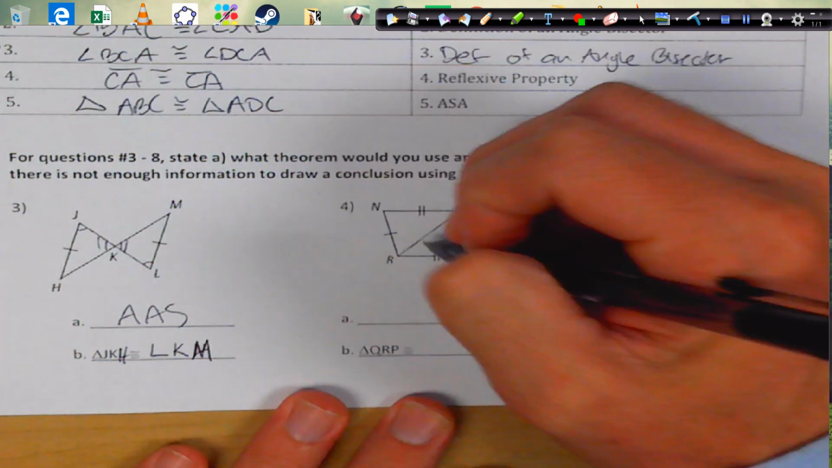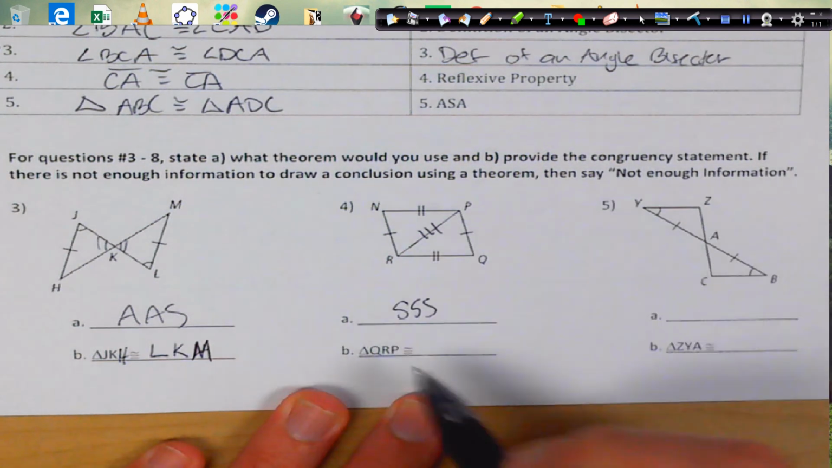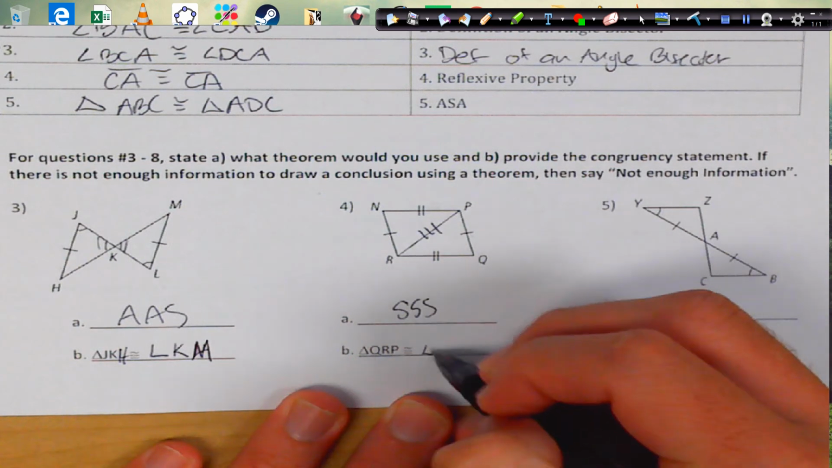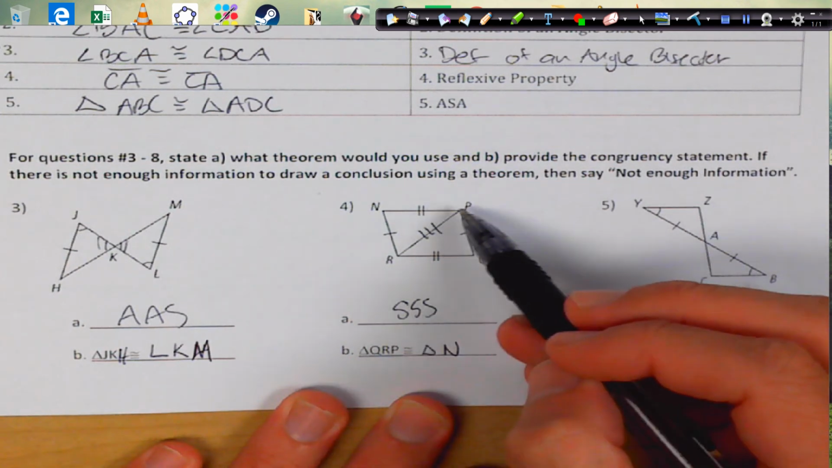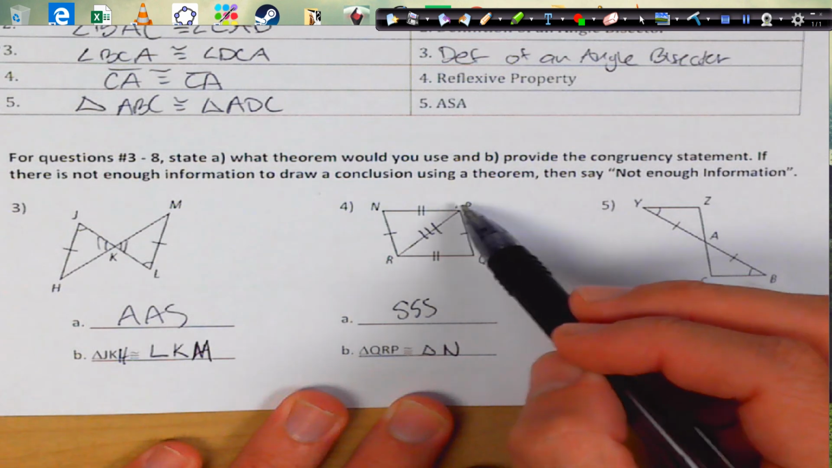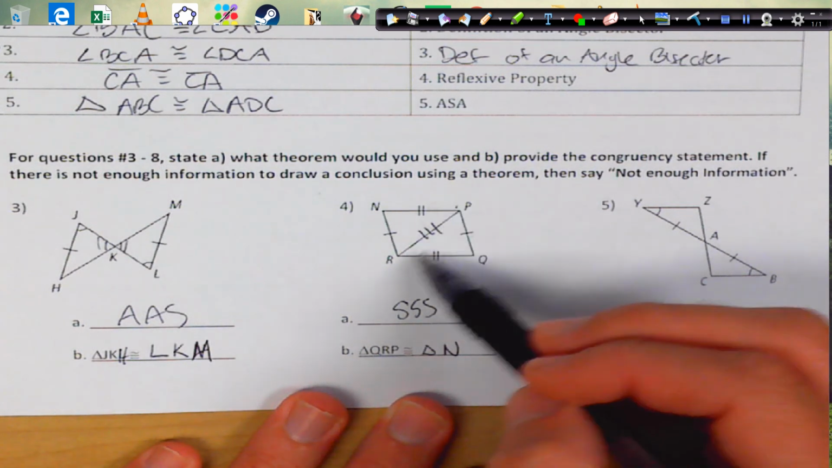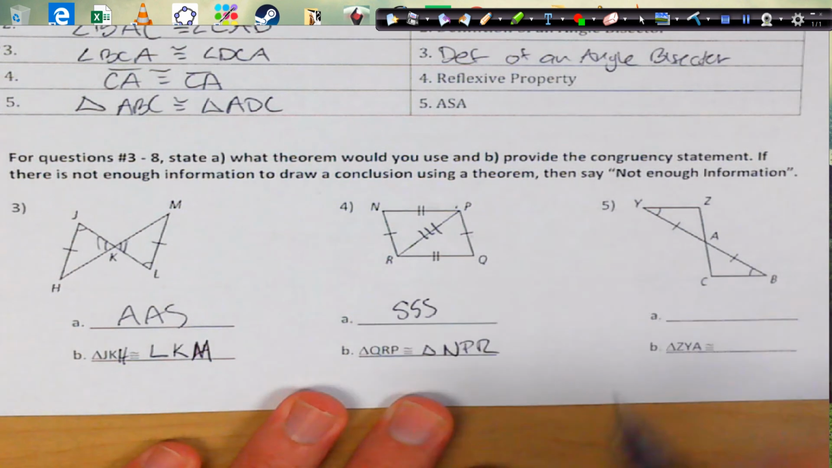Alright, this is side, side, side. They share that side, and we have the three sides. Q is between 1 and 2 congruent marks, and then let's see, P is going to match up with between the 2 and the 3. The 2 and 3 would be the R on this one, so these are kind of reversed, PR.